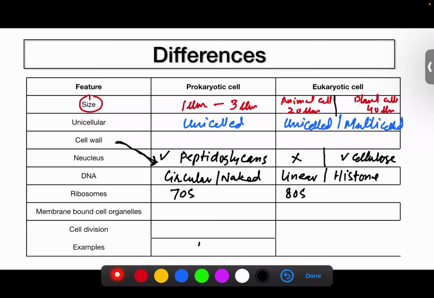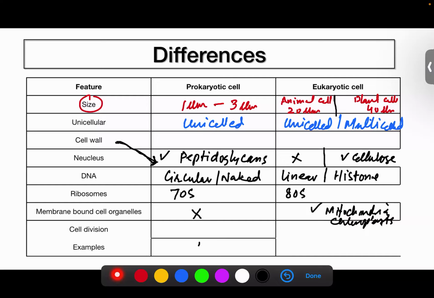Membrane-bound cell organelles are absent in prokaryotic cells, whereas they are present in eukaryotic cells like chloroplast and mitochondria. They are not found in prokaryotic cells, whereas they are present in eukaryotic cells, mitochondria and chloroplast. Chloroplast are present in eukaryotic cells.